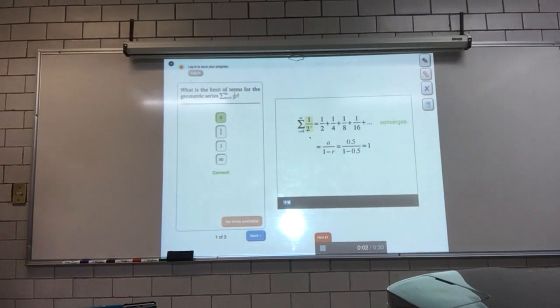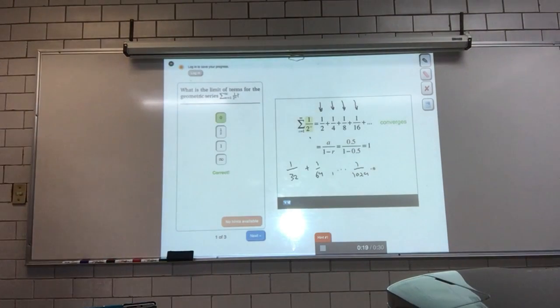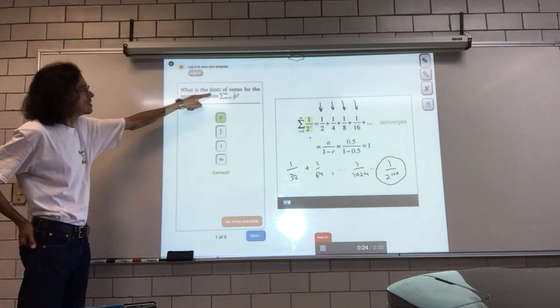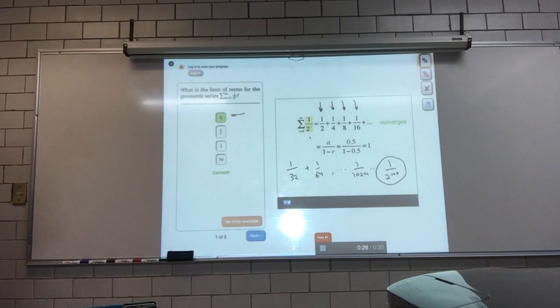So for this question, we're interested in the limit of the individual terms, not their sum. So if we look at the individual terms, we have a half, a quarter, an eighth, a sixteenth. The next would be 1 over 32, and then 1 over 64. And after a while, 1 over 1,024. And after a longer while, 1 over 2 to the 100th power. These individual terms are getting smaller and smaller. They're getting halved each time. So their limit is zero.